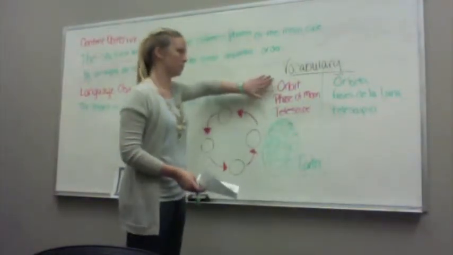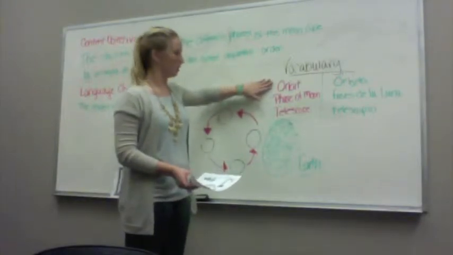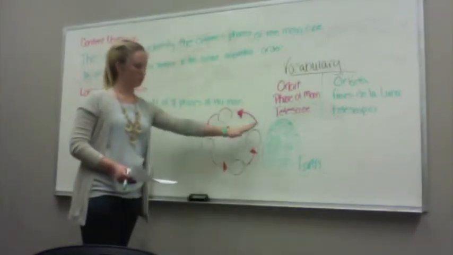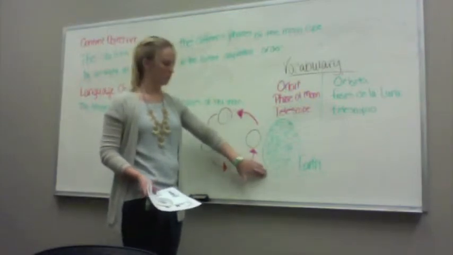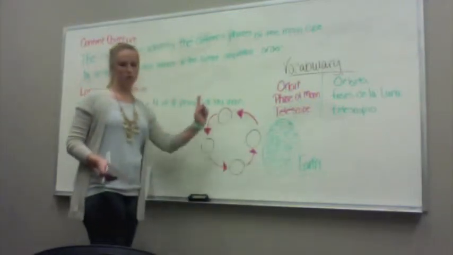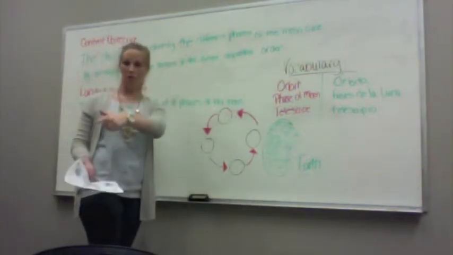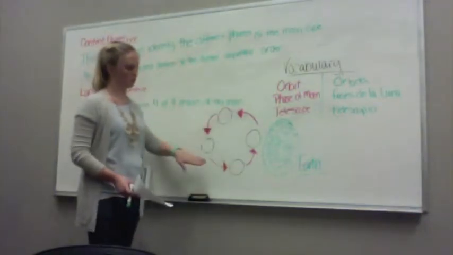Our first word is orbit. Can we all say orbit? Orbit. Good. And that means when the moon is going in its cycle. So it's going in a circle, and you know your teacher can't draw, but let's pretend like this is Earth. And the moon, because it goes around Earth, right? So it orbits the Earth. Good job. Way to use that in a sentence. Yes, it orbits the Earth.